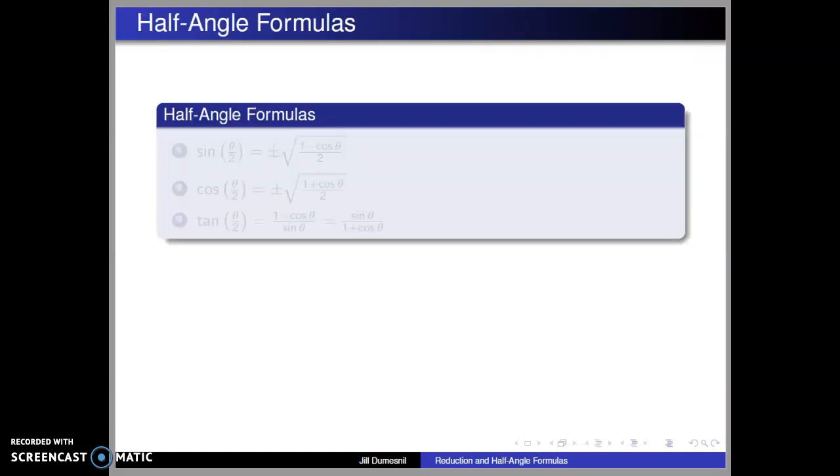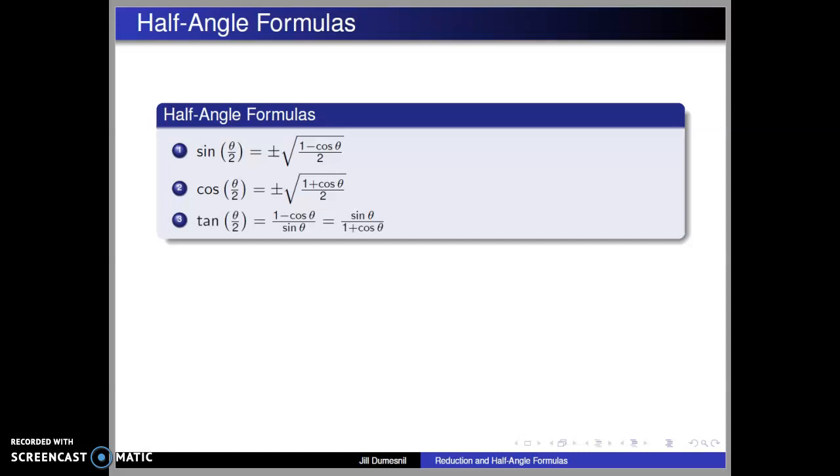Now let's switch to consideration of the half-angle formulas. First, we have that sine of theta over 2 is plus or minus the square root of the quantity 1 minus cosine theta over 2. The plus or minus depends on the quadrant in which the angle theta over 2 lies. Next, cosine of theta over 2 is plus or minus the square root of the quantity 1 plus cosine theta over 2. Again, the plus or minus depends on the quadrant in which the angle theta over 2 lies.